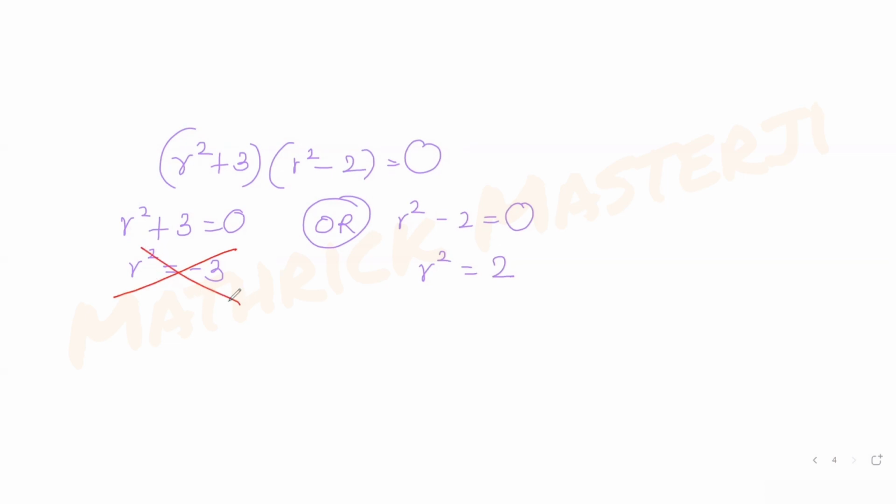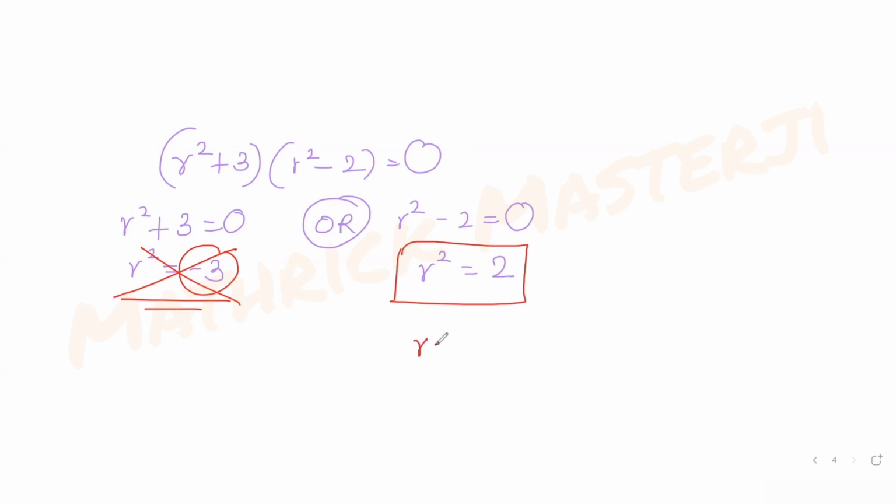Now, if I equate it with 0, r square plus 3 is equal to 0 or r square minus 2 is equal to 0. So we get from here r square is equal to 2, and from here I cannot get a positive value for the square of something, and we are finding the square of the real part of the common ratio. So I cannot have the square of anything as negative. So we have to reject this expression. So with that, I get the answer that r square is basically equal to 2.